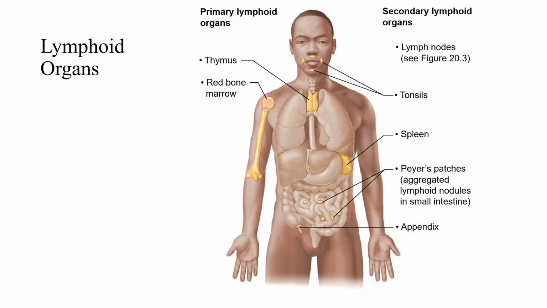So this is what that looks like. Primary, you have your thymus, which is just superior to the heart. Then you have the red bone marrow, which of course is where the lymphocytes are made, but then the T cells will migrate to the thymus. Then secondary organs, you have the lymph nodes, the tonsils, the spleen, the Peyer's patches, and the appendix.